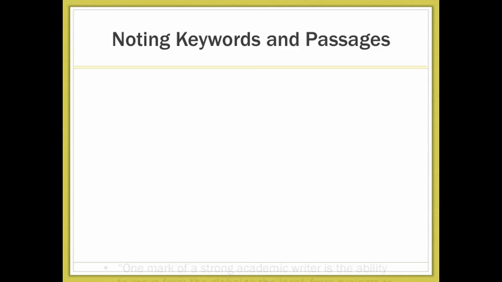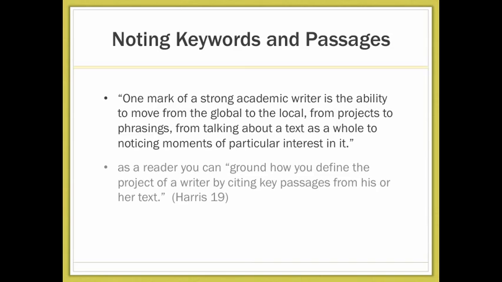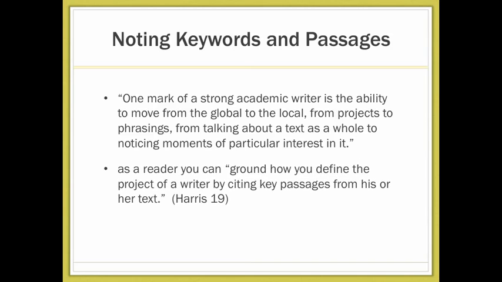Harris points out that one mark of a strong academic writer is the ability to move from the global to the local, from projects to paraphrasings, from talking about a text as a whole to noticing moments of particular interest in it. Here he's suggesting that to really understand and explain a piece, you need to be able to move from understanding its broad project to the particular ways that project is constructed, understanding its key moments and concepts.